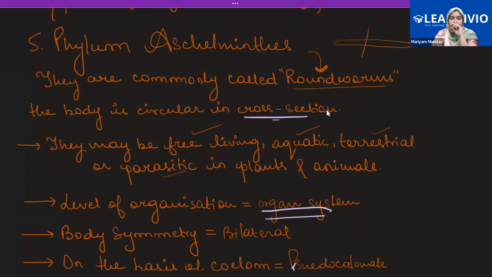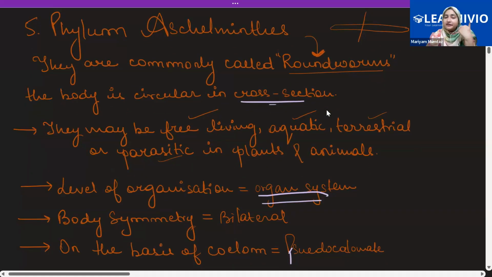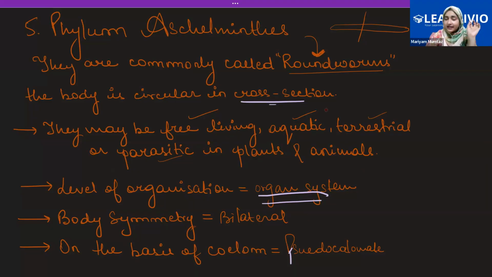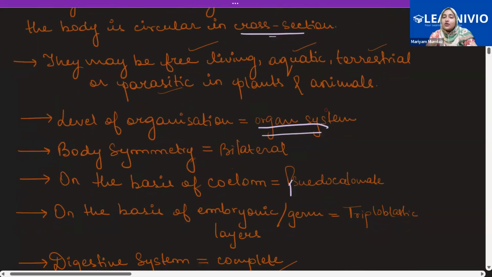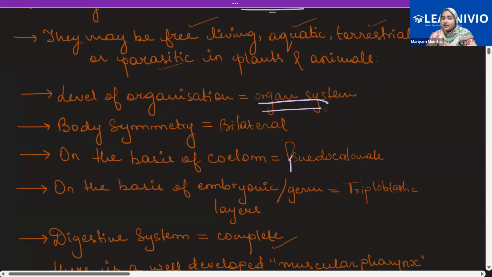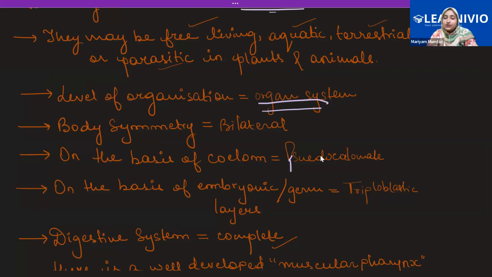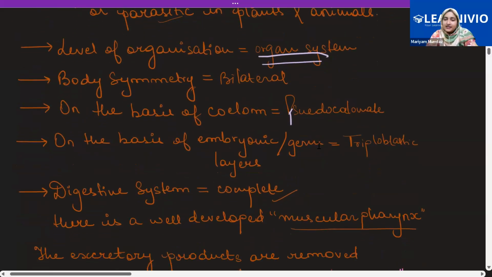Now they may be free living, means not infecting anyone, just living normally. They can be aquatic, terrestrial, and also parasitic in plants and animals. So they have a variety of modes of living. The level of organization is organ system level. The body symmetry is bilateral symmetry. They are pseudocoelomates, they do not have a true coelom but a false coelom in pouches, and they are triploblastic.